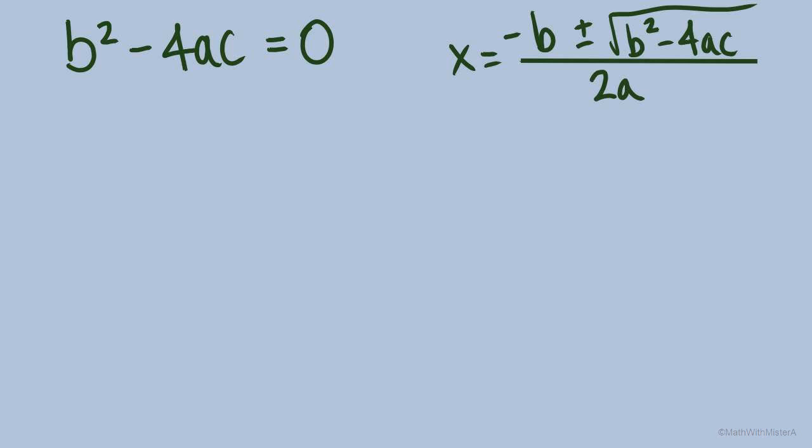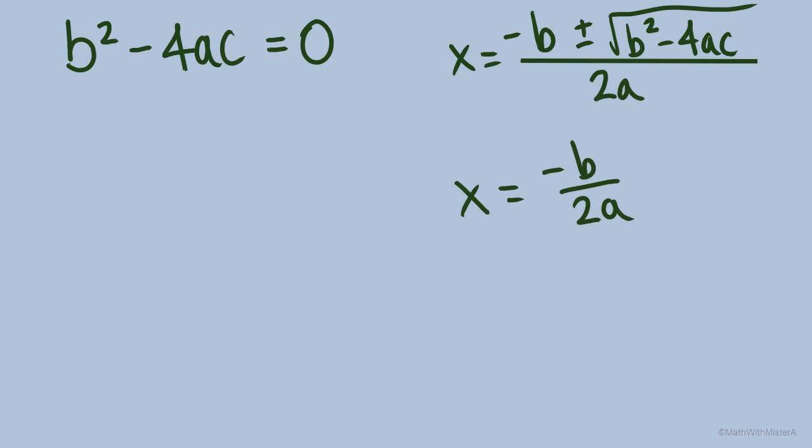So let's go back to the quadratic formula and imagine what would happen if we had square root of 0. Well, square root of 0 is just 0. That entire piece is going to be cut out. Even the plus minus will also, because think about negative b plus 0 or negative b minus 0.